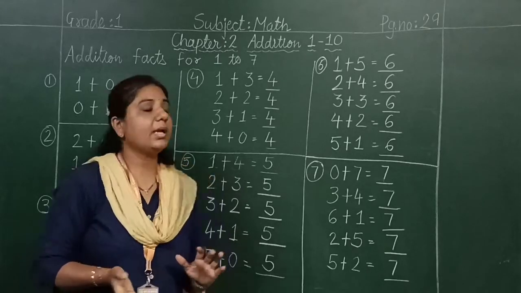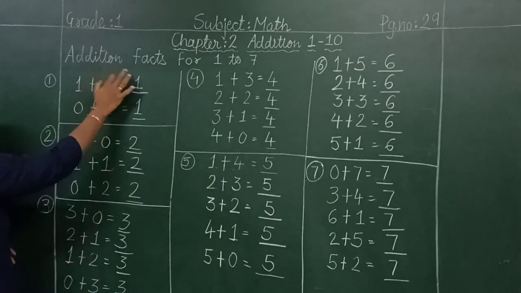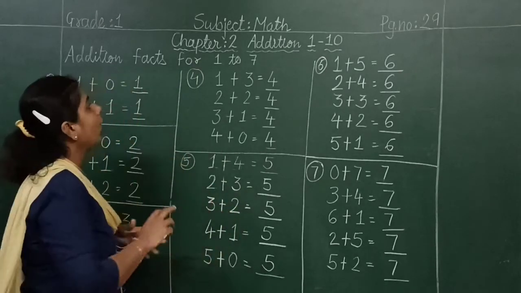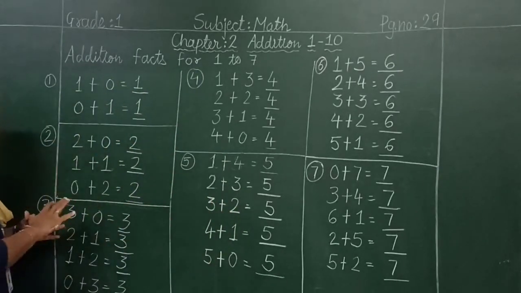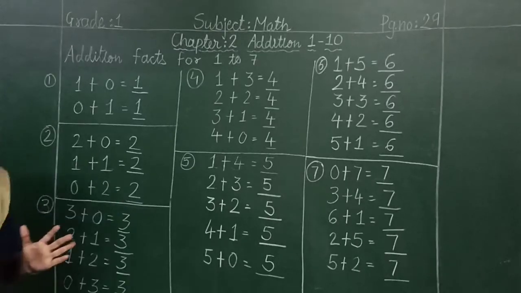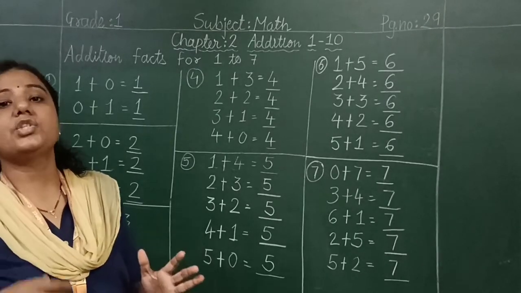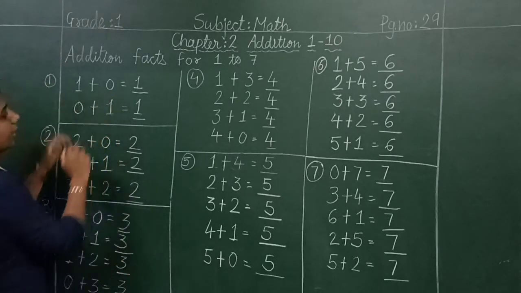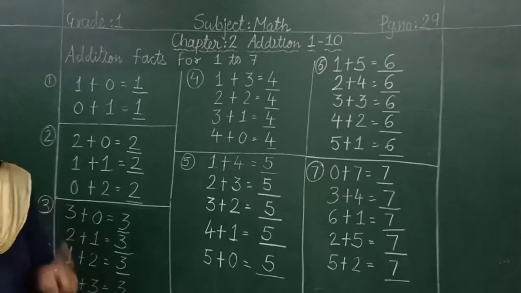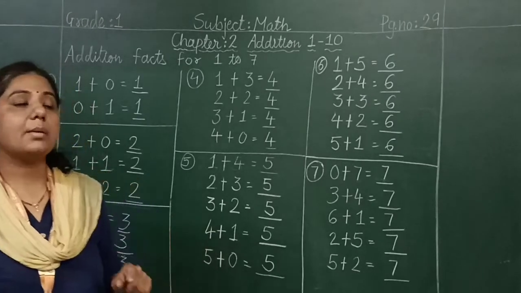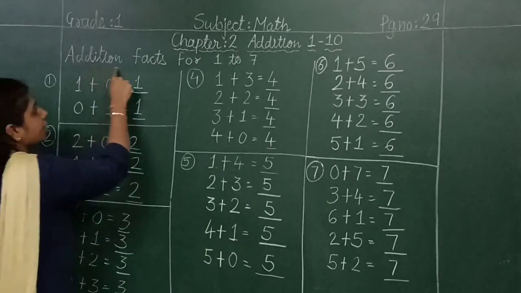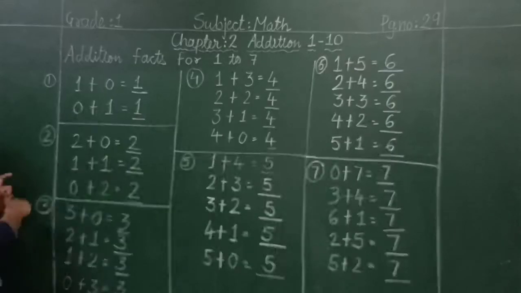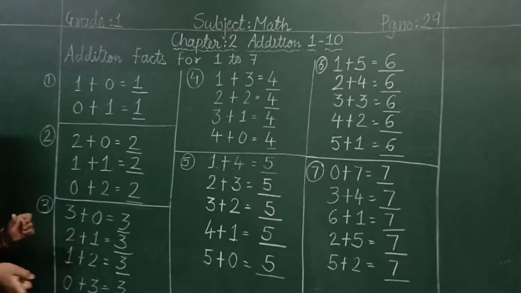Counting. Today we will do addition facts for number 1, 2, 7. Number 1, 2, 7. Here in this, what are addition facts? Here the digits are changing, but the answer will remain the same. The answer will remain the same. So what do we call this? Addition facts. Let's see how number 1 works.